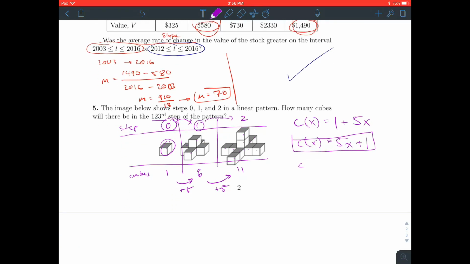Lastly, I'm supposed to find how many cubes are in the 123rd step. So I'll input the 123rd step into my function. I'll find that on the 123rd step, I would have 5 times 123, I'm using the calculator off screen to calculate this, plus 1, and that would give me 616 cubes.